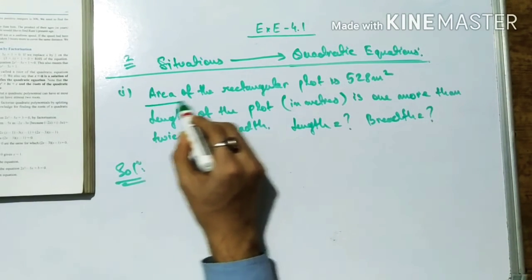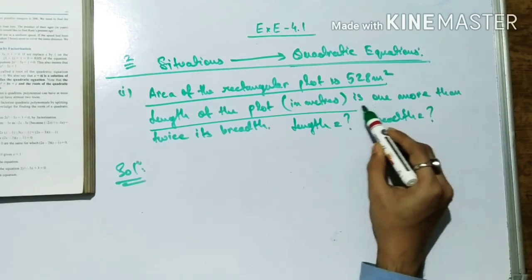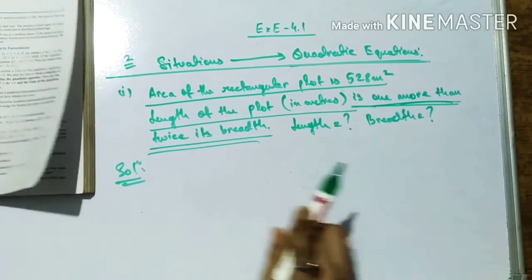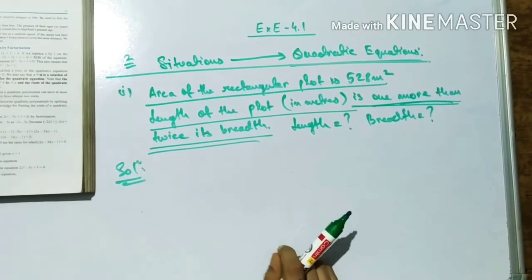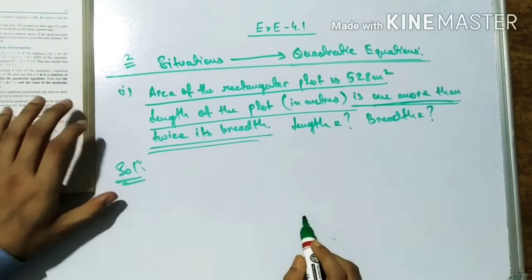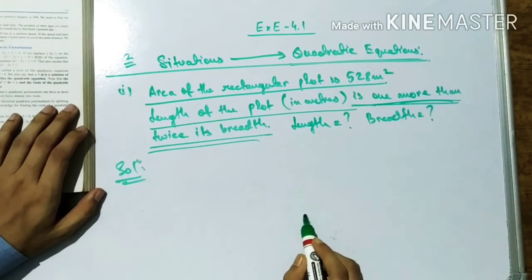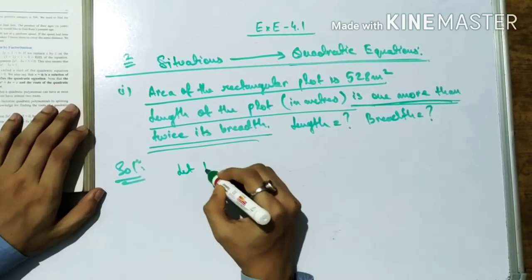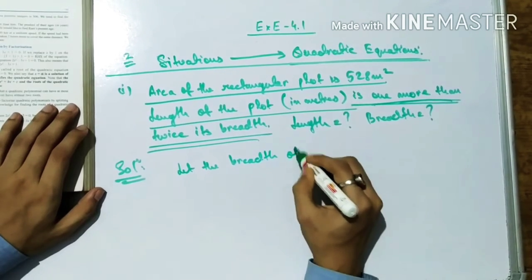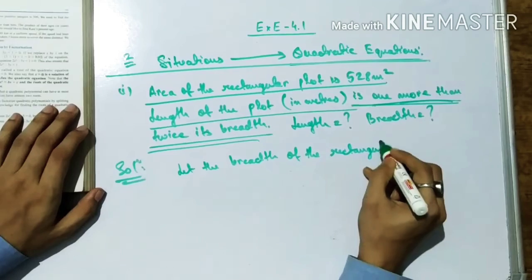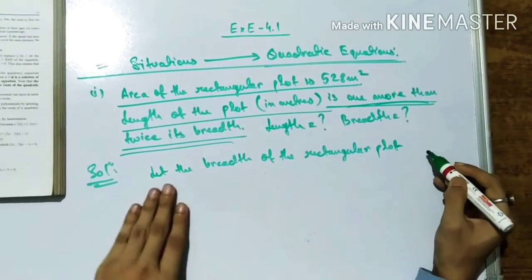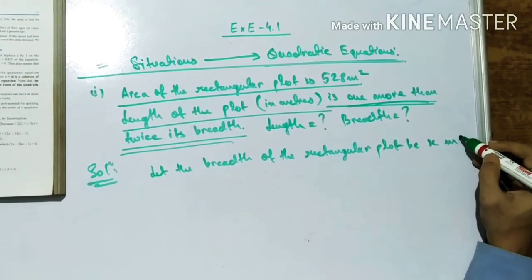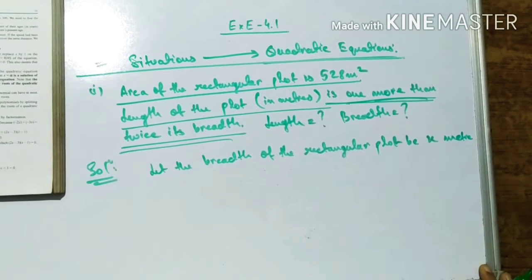So here it is given the area of the rectangular plot, and the length of the plot is one more than twice its breadth. First of all, I will take the breadth. Let the breadth of the rectangular plot be x meter. Write it down, M-E-T-R-E.